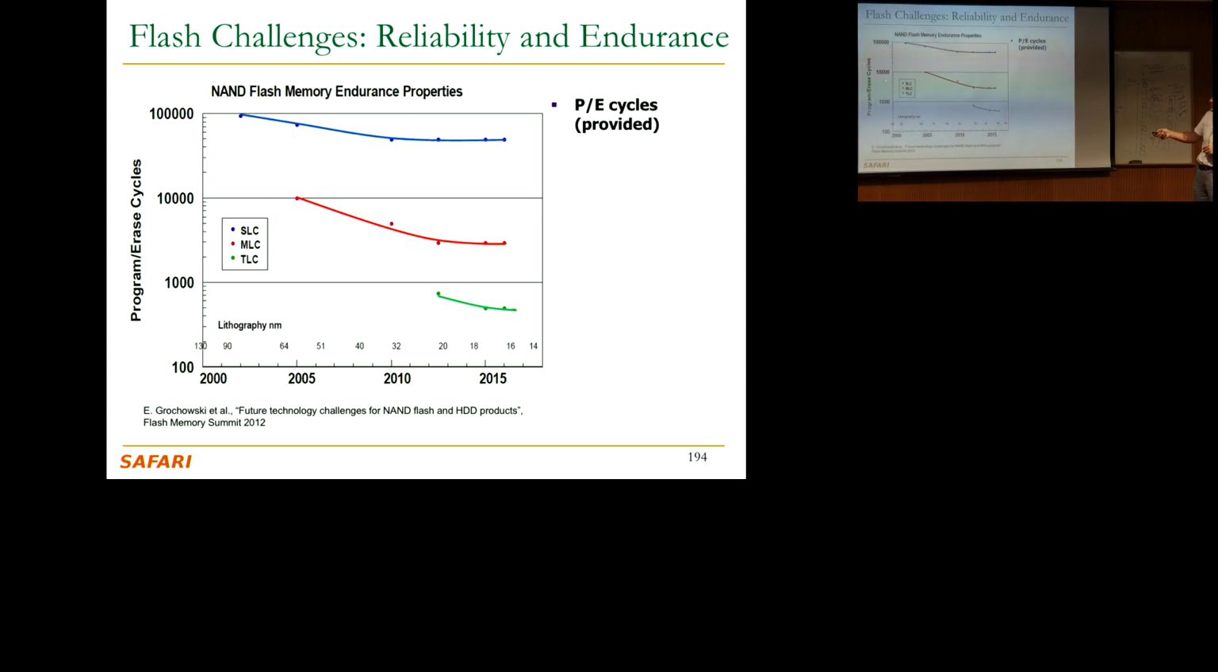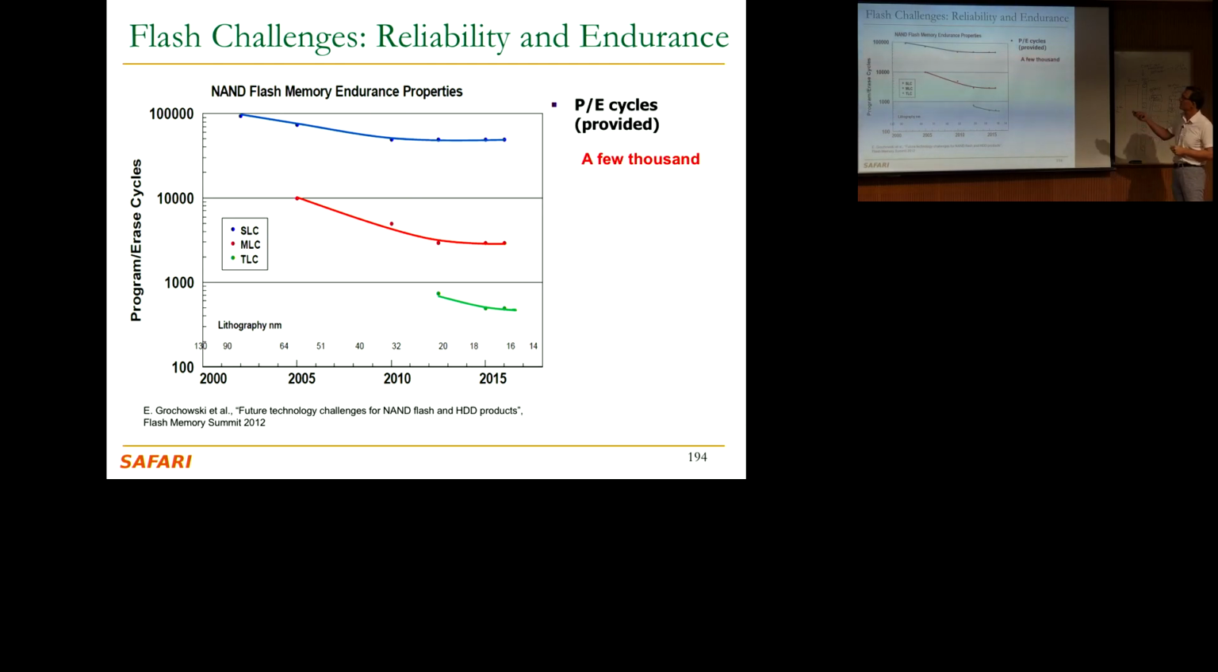How many program erase cycles can a cell tolerate? This is about 3,000. This is about, I don't know, 500 or so. And with a single-level cell, you can actually tolerate a lot more. But clearly, you gain a lot more capacity over here. There's a clear trade-off between capacity and reliability.